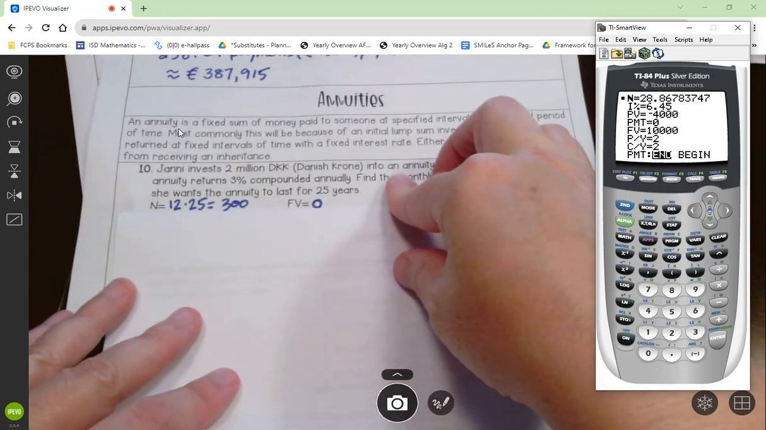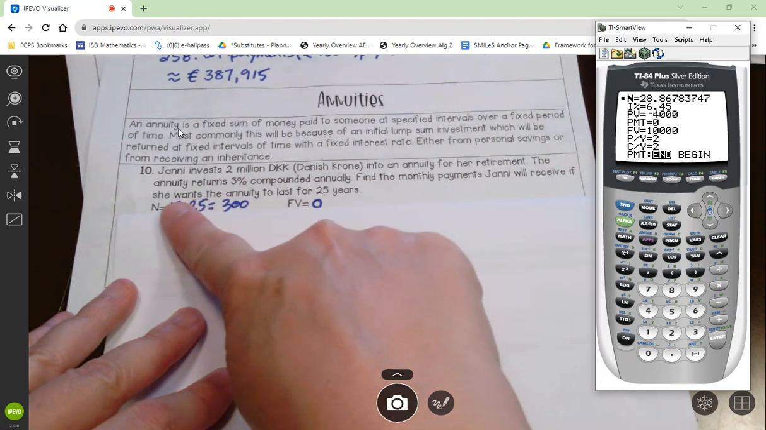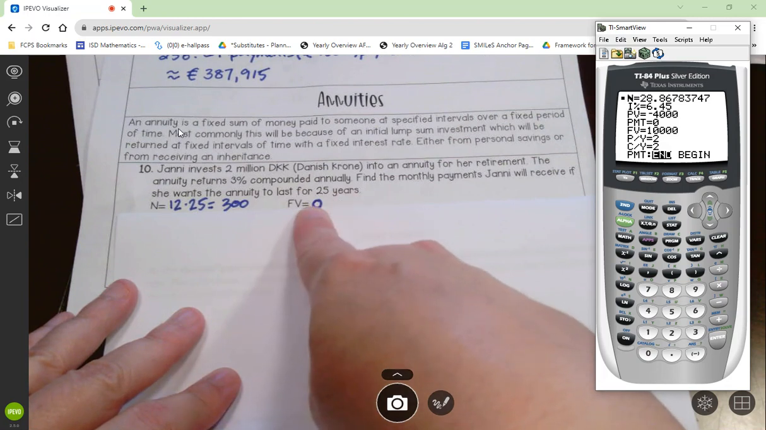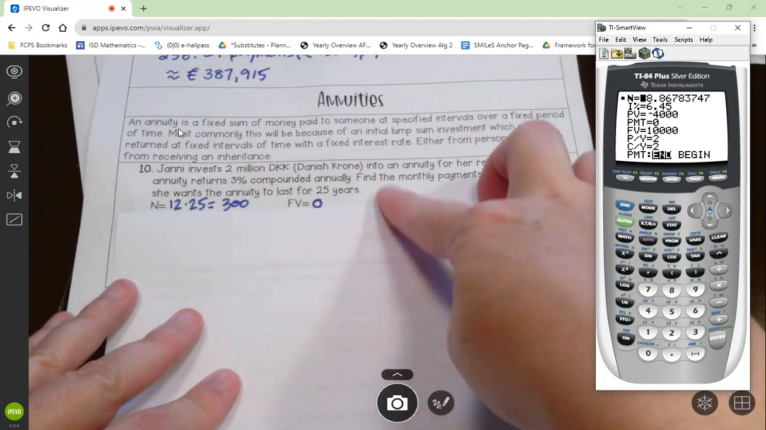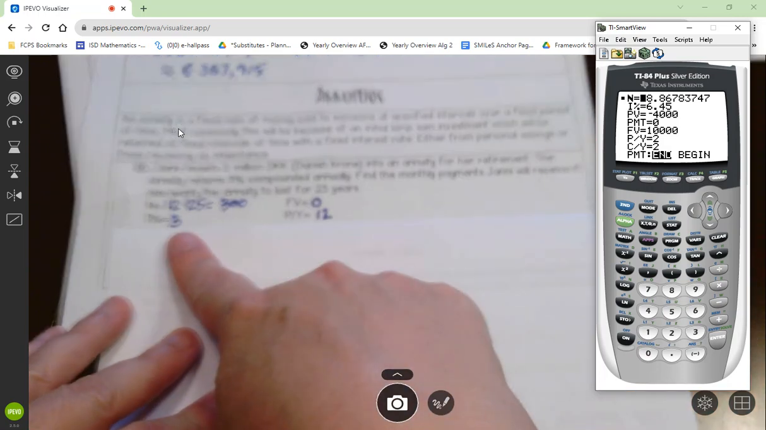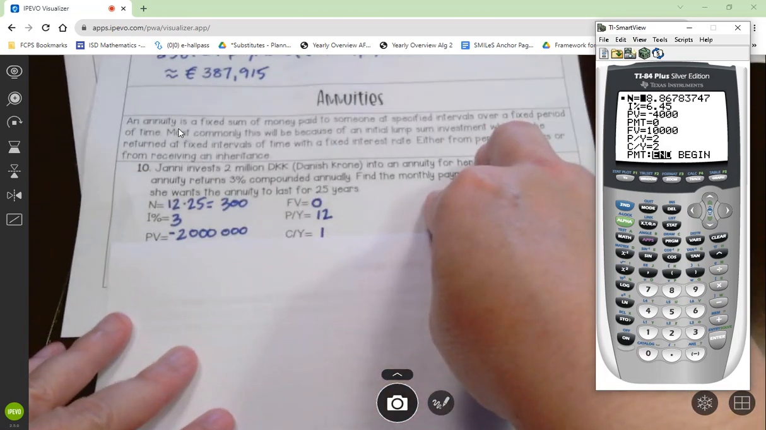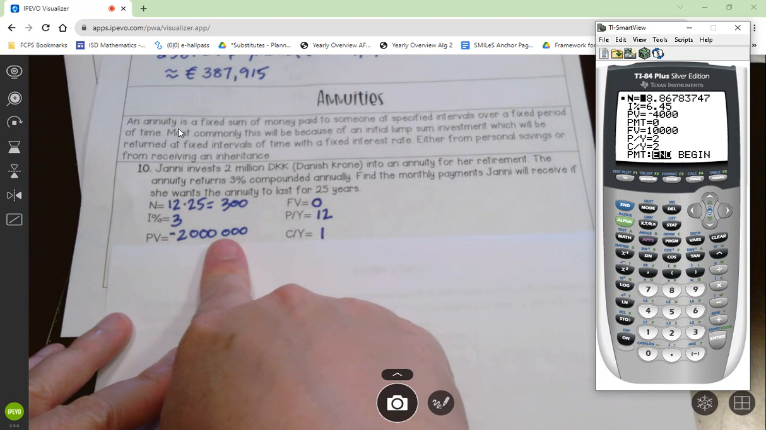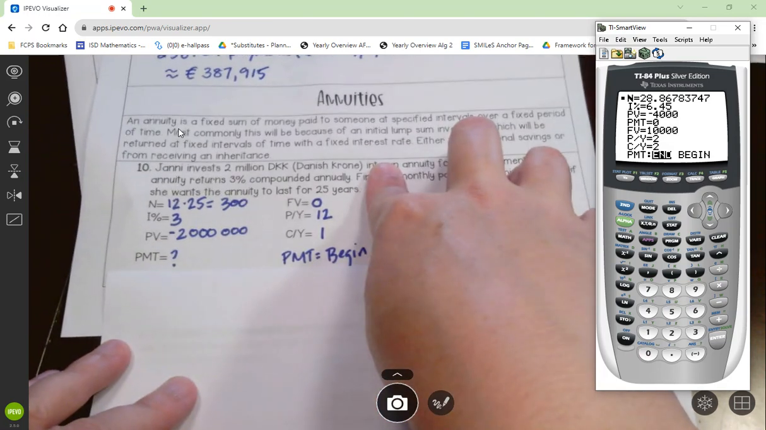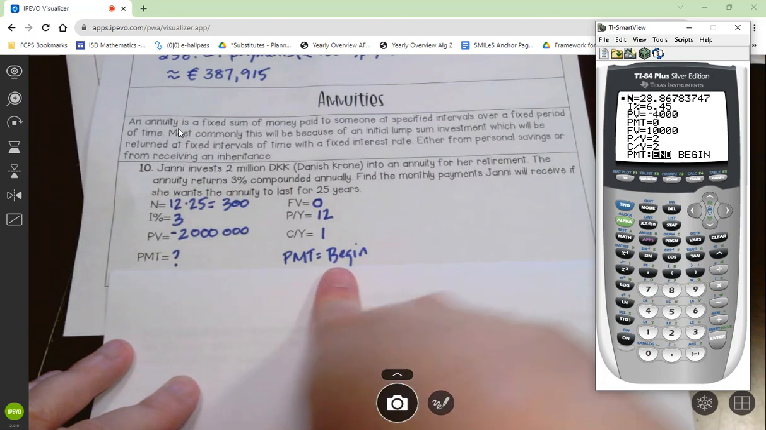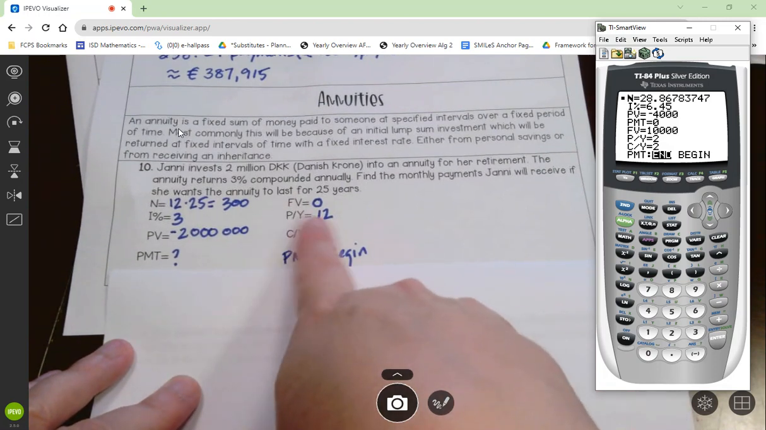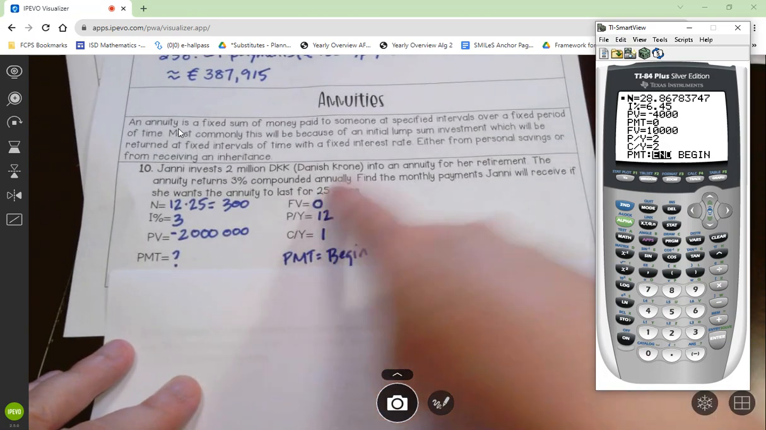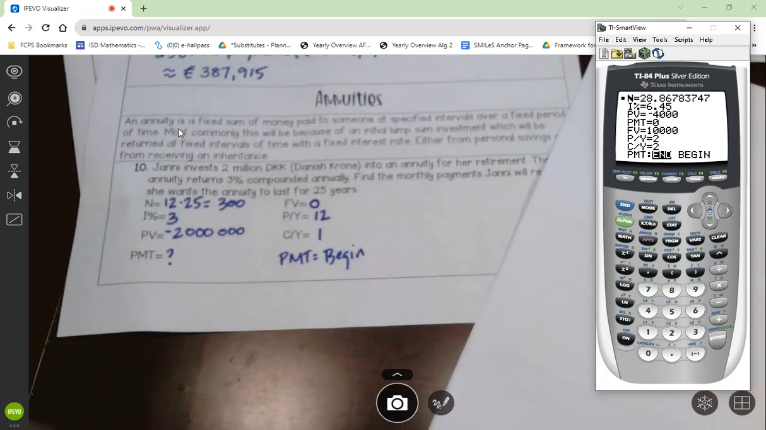All right, so in this case, 25 years times 12 times a year, it's going to be 300 payments. The future value after 25 years is 0 because we're going to use up the whole entire amount. The interest rate is 3%, and there will be 12 payments per year. The present value is the money that Janny gave the bank, so that's negative. And the payments are what we're trying to find. And in this case, we're going to have payments at the beginning. Now she's going to get 12 payments per year, but the interest is compounded annually, so that's just once a year. So we're going to put this into the calculator and see what we get.